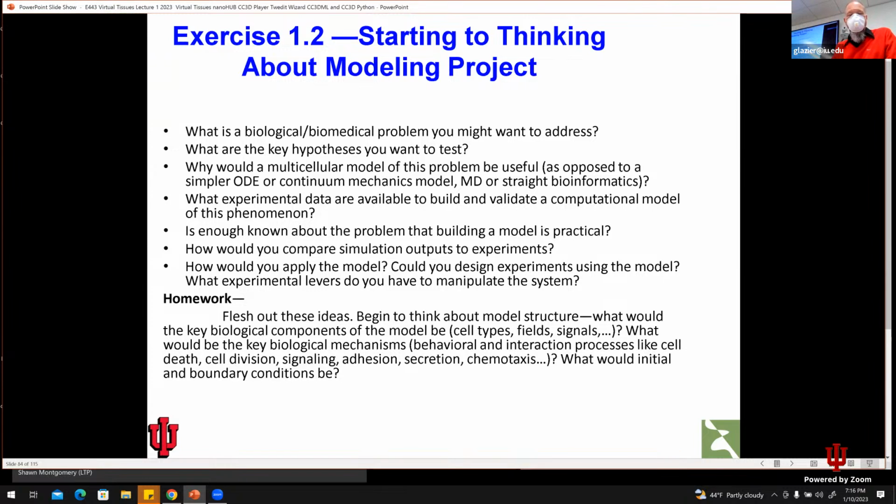And so I want people to think just for a few minutes about what's a possible system, multicellular system you might like to try to model.